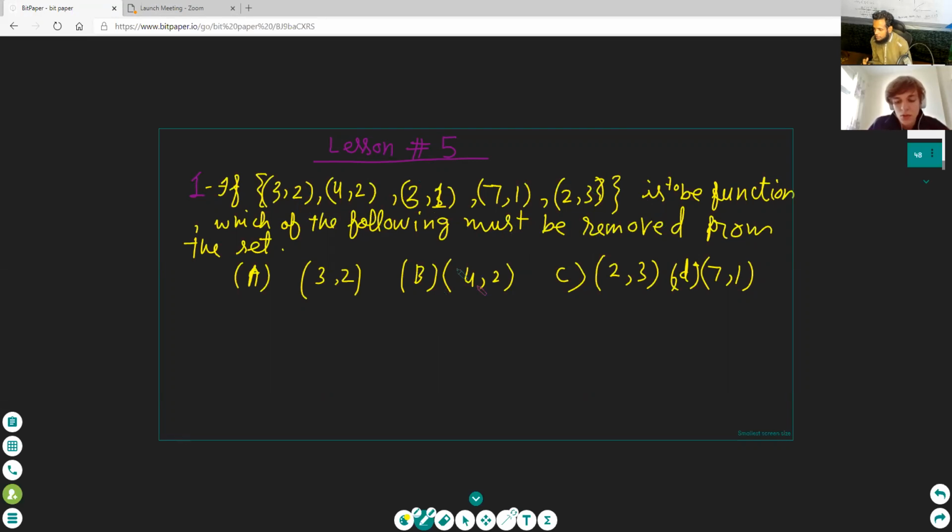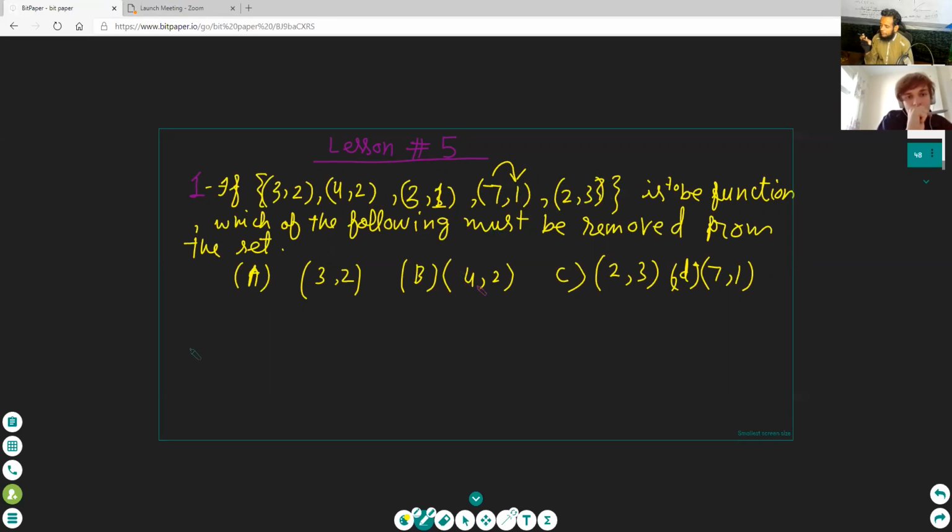For the definition of function, each one input has one specific output. Yes, see here, 7 has one output, but here it cannot be, because look, one input. Okay, 7 has only one output. There is no other output for 7. See, check.